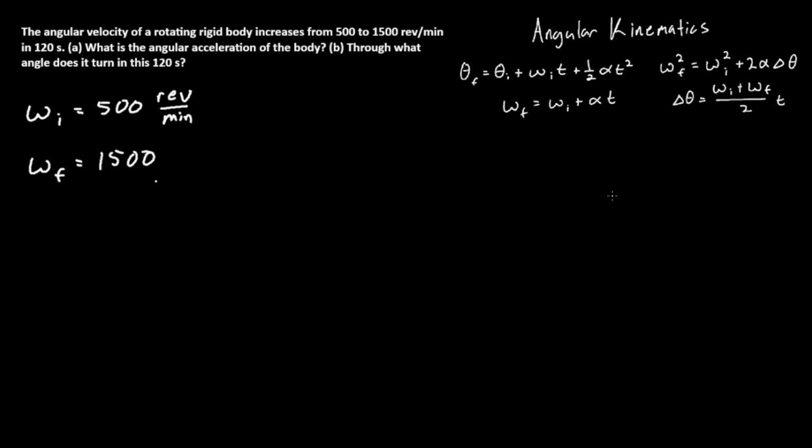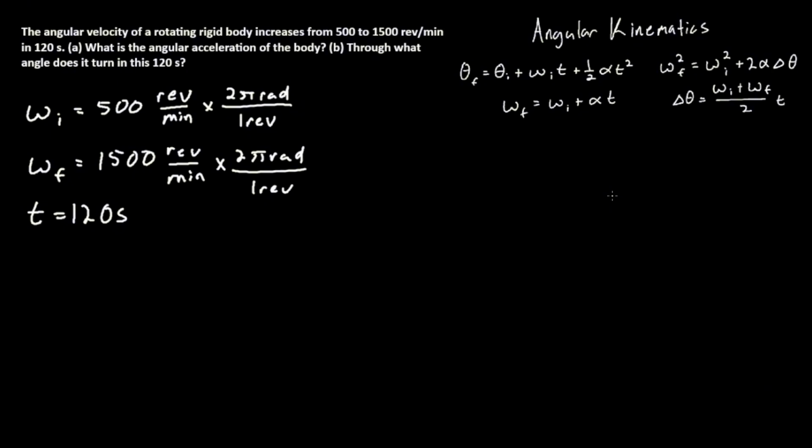And the final angular velocity is equal to 1500 revolutions per minute, after 120 seconds. So there's no more information here. So let's go and turn these revolutions per minute using unit conversion into radians per second.